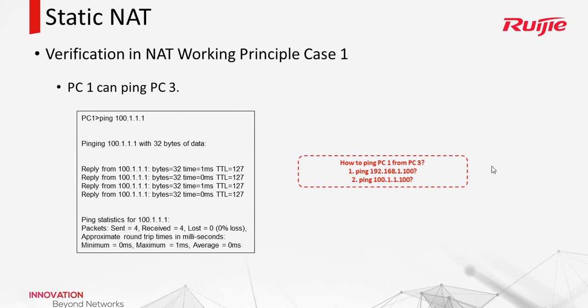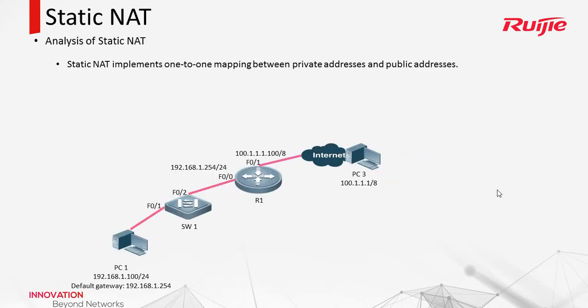Now I give you a question. If the internet PC pings this private PC, should it ping the local IP address or the global IP address? Okay, the answer is the second one, because NAT is transparent for the outside users.